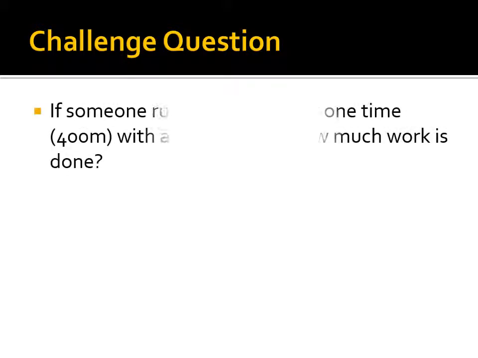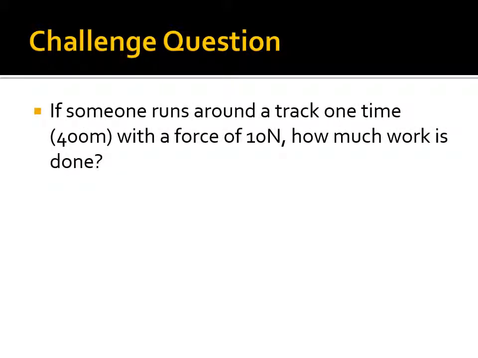Time for a challenge question. If someone runs around the track one whole time, which is 400 meters, with an average force of 10 newtons from your body propelling you forward, how much work would be done? So some people would take 400 times 10. 400 meters, that's the displacement, times 10 newtons, that's the force, and get 4,000 joules. And that would be wrong.